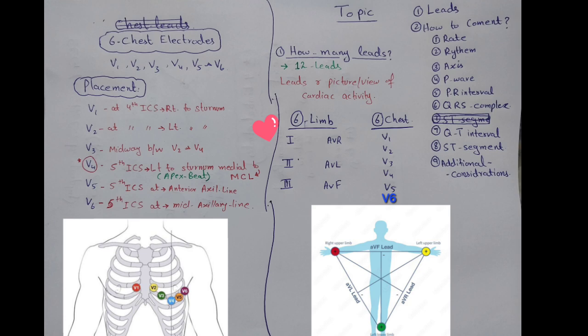These 12 leads are divided into 6 limb leads and 6 chest leads. What are the 6 limb leads? These are 1, 2, 3 and AVR, AVL and AVF. The chest leads are the same as our 6 chest electrodes. Now, how to comment on an ECG in the exam or in the viva?